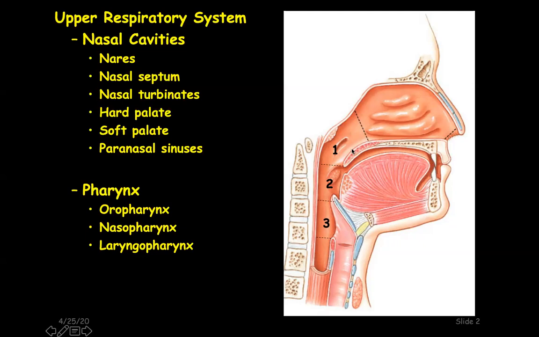And this posterior floor of the nasal cavity is the soft palate. That's separating the oral cavity from the nasal cavity. And this part that hangs down from the soft palate, remember, that's the uvula.